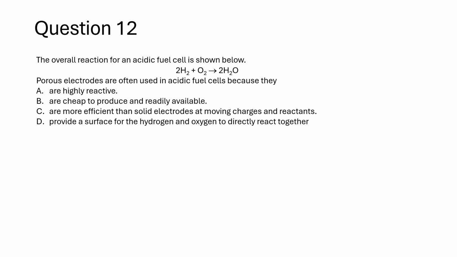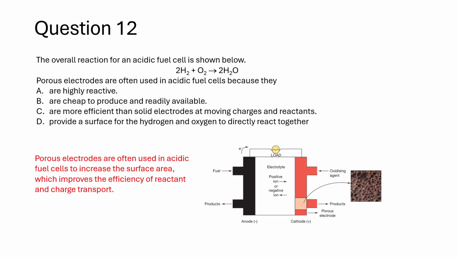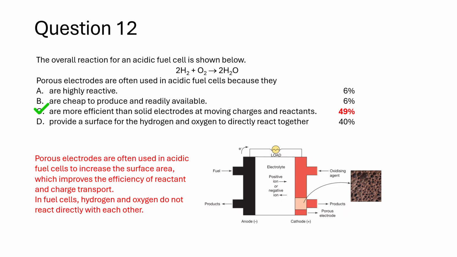Porous electrodes are often used in acidic fuel cells to increase the surface area, which improves the efficiency of reductant and charge transport. In fuel cells, hydrogen and oxygen do not react directly with each other.